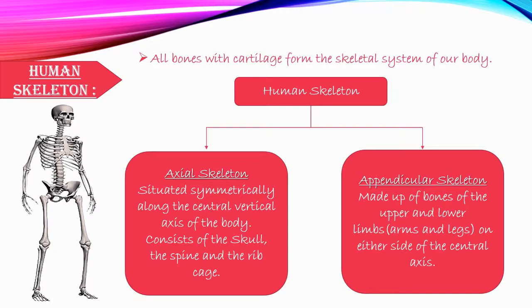The human skeleton can be divided into two parts, that is axial skeleton and appendicular skeleton. Axial skeleton is situated along the central vertical axis of the body. It consists of the skull, the spine, and the rib cage. And the appendicular skeleton is made up of bones of the upper and lower limbs, that is arms and legs, on either side of the central axis.